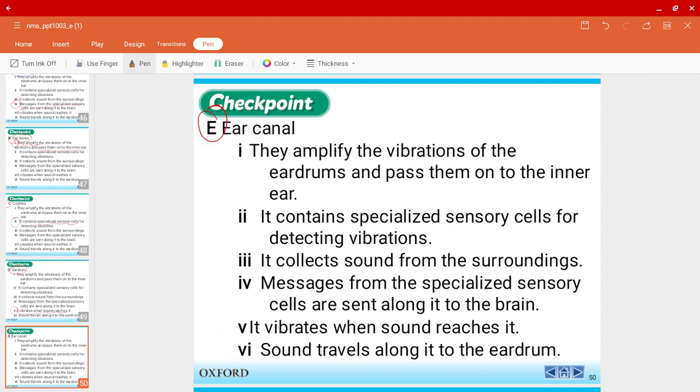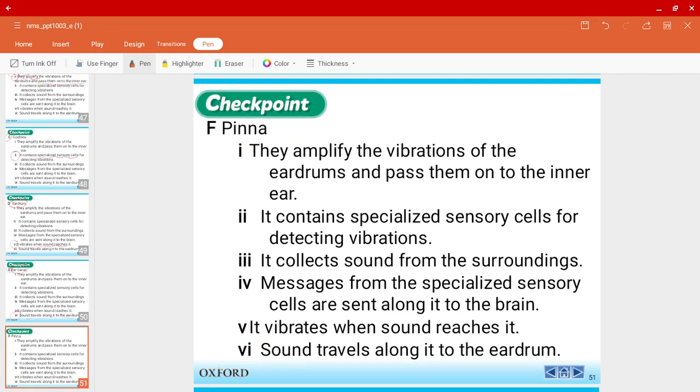For E, we have the ear canal. That is the passageway. For example, we have our ear and there's a canal over here. The ear canal, what's its function? It should be that sound travels along it to the eardrum. Finally, we have the pinna, and this should be the easiest one because we have one option remaining, which is number 3. It collects sound from the surroundings.